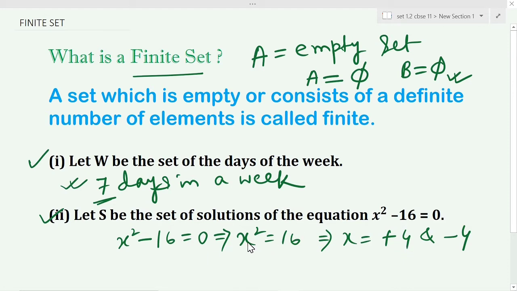So this equation gives two solutions. So the set contain plus 4 and minus 4, and the number of elements in set S will be plus 4 minus 4. That is, there are two elements in set S. So the elements of set S is countable. We can count, that is, the elements are in finite numbers. Okay, so this is also a finite set.